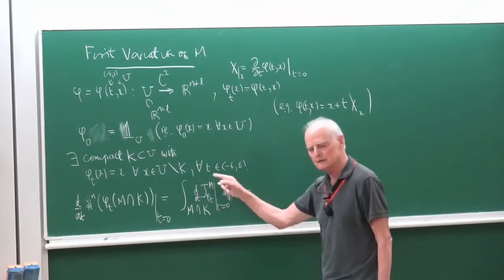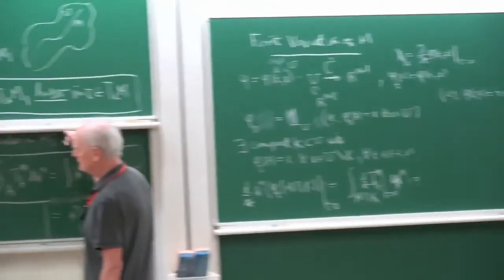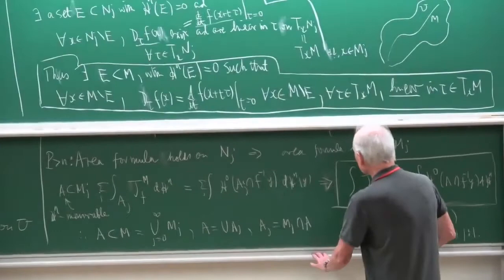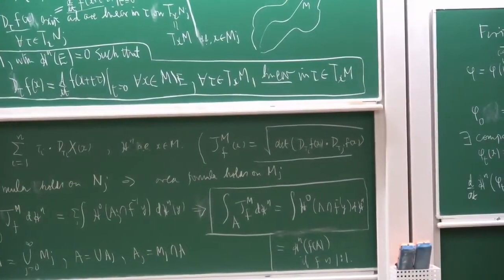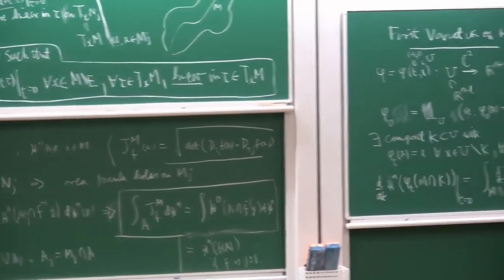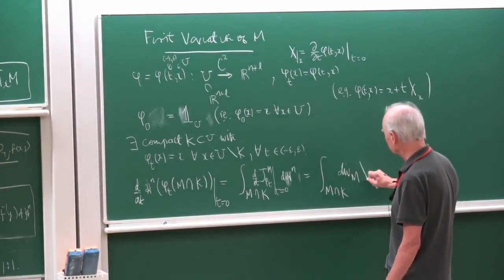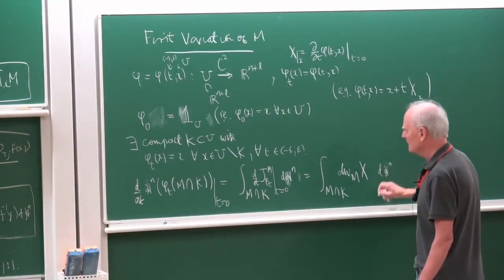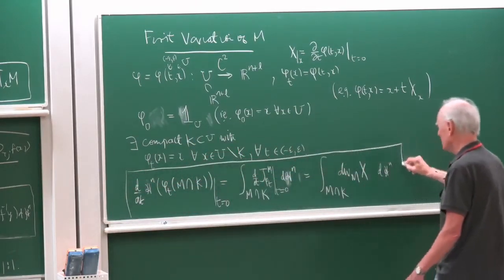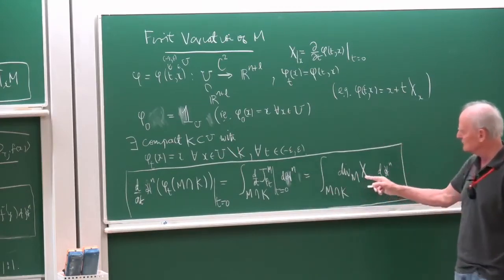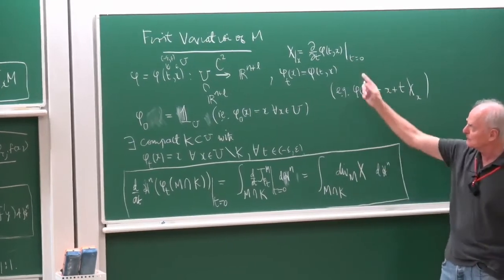We did the computation for this. Remember, the formula for the Jacobian is exactly the same as in the smooth case, so we can use exactly the same argument. And we found that this was the same as the integral over M intersect K of div_M X dH^n. So that's the so-called first variation formula. The first variation is exactly the tangential divergence of the initial velocity vector that you get from time 0.